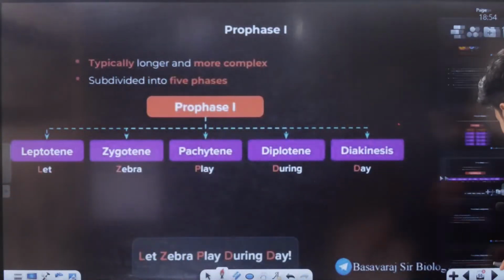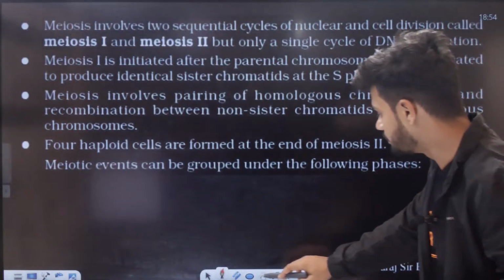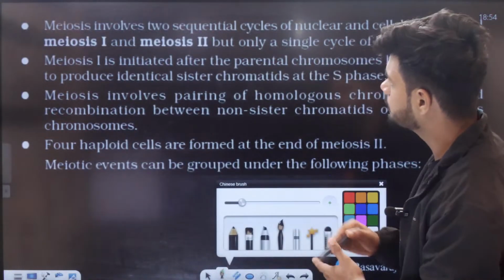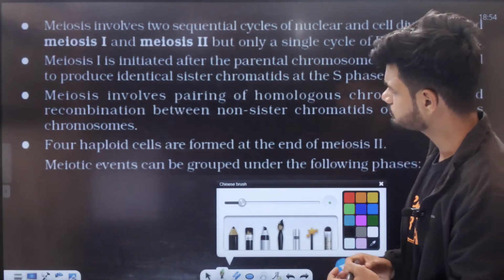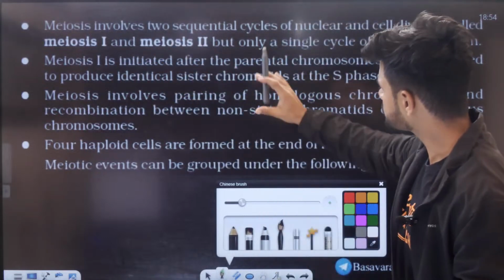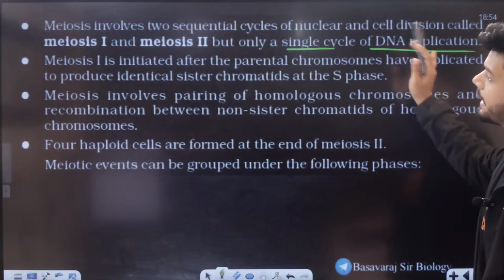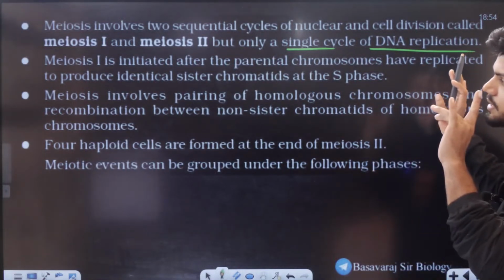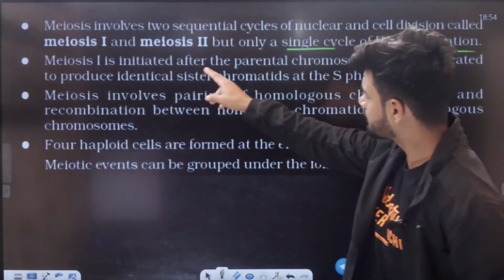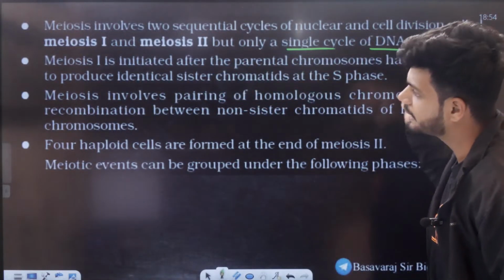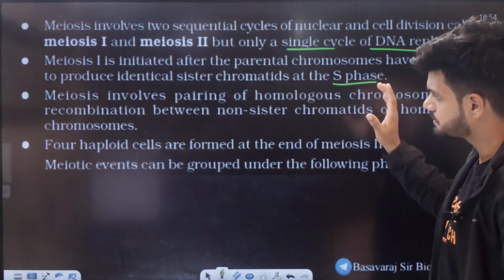Now, before we go further, let me read the lines of NCERT to reconfirm everything. Meiosis involves 2 sequential cycles of nuclear and cell division called meiosis 1 and meiosis 2, but only a single cycle of DNA replication. That is, interphase is happening only once. Interkinesis has no DNA replication. Meiosis 1 is initiated after the parental chromosomes have replicated to produce identical sister chromatids at the S phase.